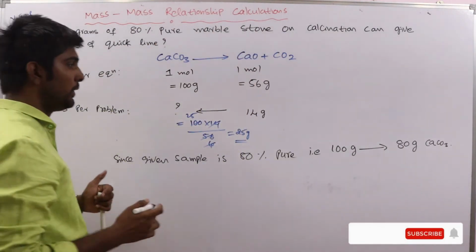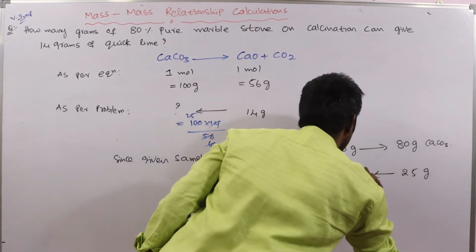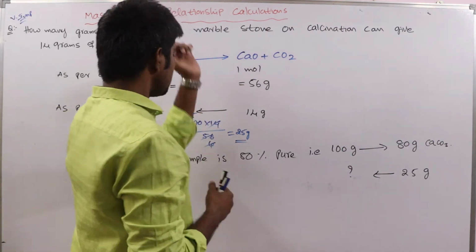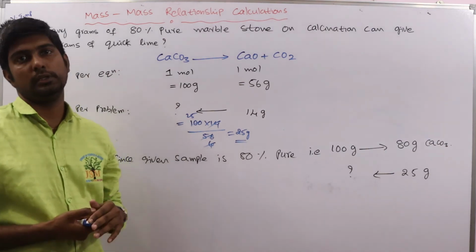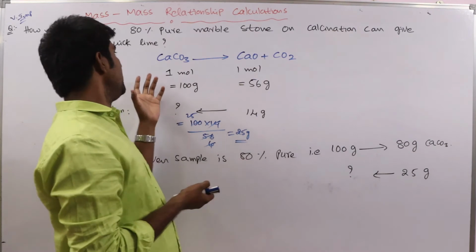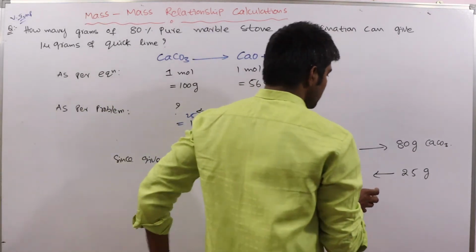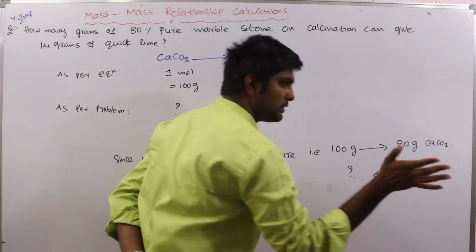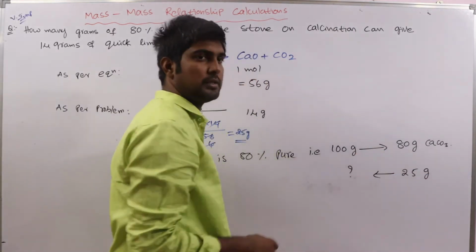Okay, so to get 25 grams of CaCO3, how much do we have to take? Clear? Here we need 25 grams of CaCO3. If that is 100% pure, we should take 25 grams. But here it is not 100% pure, which means a 25 gram sample is not sufficient.